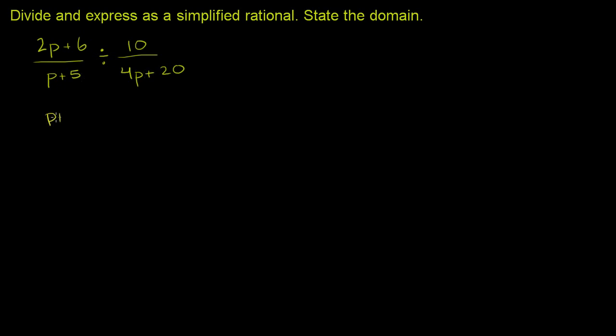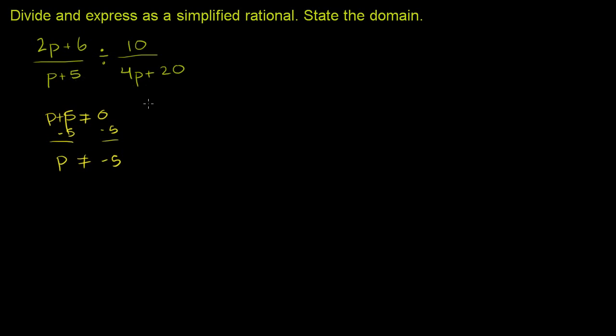So p plus 5 cannot be equal to 0. If we subtract both sides of this, I guess we can't call it an equation, we could call it a "not equation", by 5, we subtract 5 from both sides. You get p cannot be equal to, these cancel out, -5. That's what that tells us.